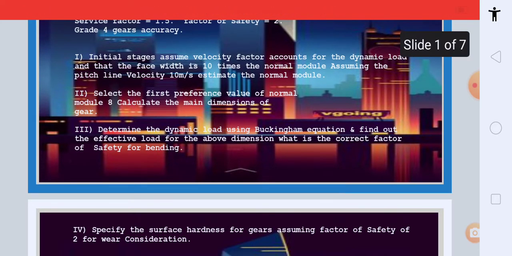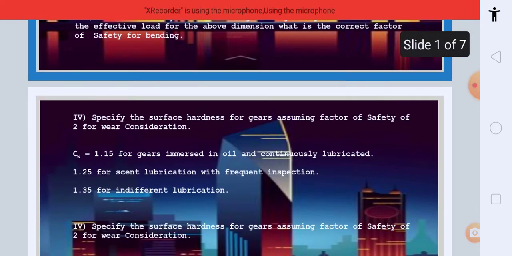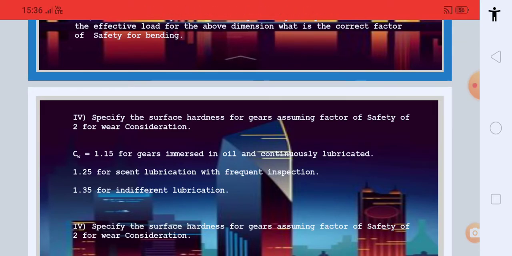Calculate the main dimensions of the gear. Determine the dynamic load using the Buckingham equation. Find out the effective load for the above dimensions. What is the correct factor of safety for bending? Specify the surface hardness for gears assuming a factor of safety of 2 for wear consideration.